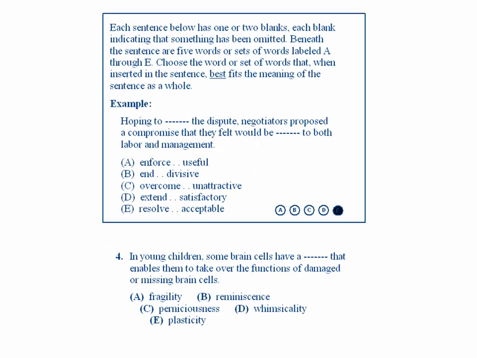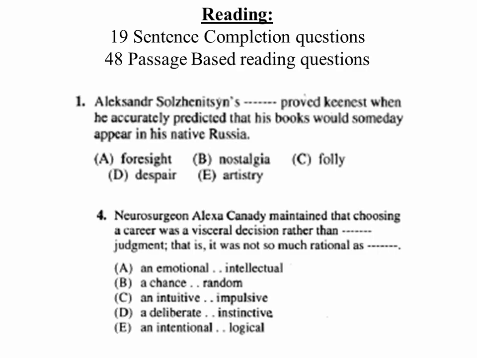And here's another example. And these are the directions, which will always be the same. It just says this sentence has 1 or 2 blanks. Each blank indicates something has been omitted. And beneath the sentence are 5 words or sets of words. Choose the word or set of words that fit best. And with the double blanks, you just have to be really careful that the words function well together. And we'll get practice with that through the class and through some videos.